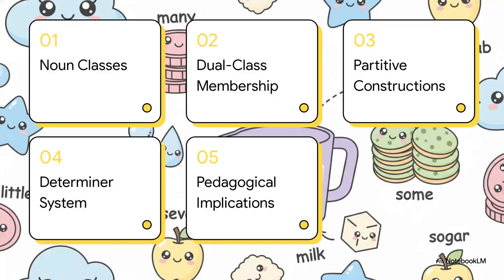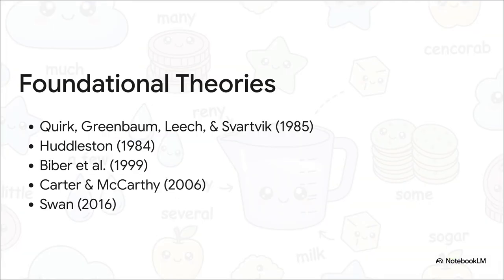So let's quickly map out today's agenda. We'll start with noun classes and countability, then move into dual class membership and reclassification. After that, we'll cover understanding partitive constructions, map out the English determiner system, and finally wrap up with pedagogical implications and our conclusion.